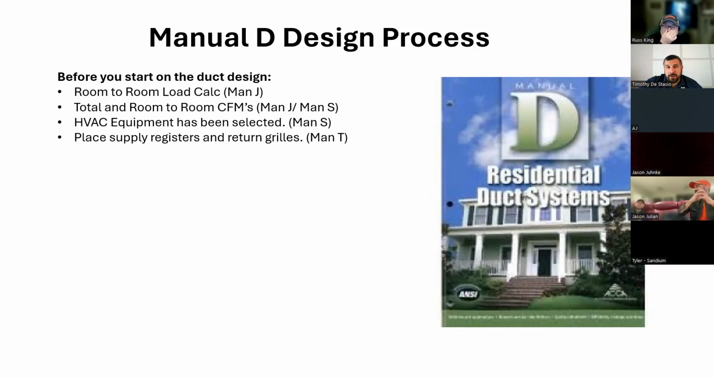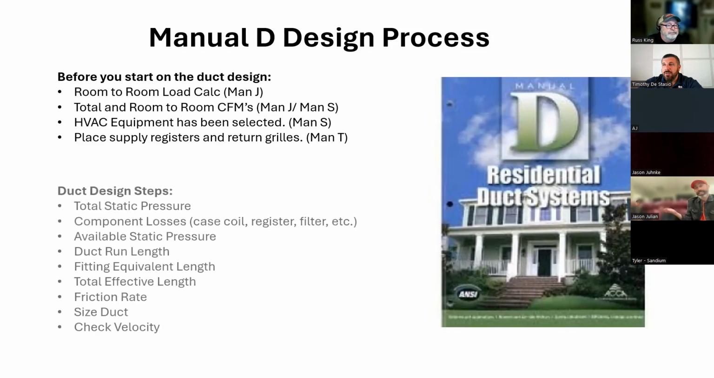The only way you figure out how many CFMs of air each room needs is if you've done a Manual J and a Manual S. You've figured out what your equipment is. Only at that point do you know the CFMs. If you're doing it before Manual J and Manual S are 100% complete, you're guessing. So sometimes you can guess right, and sometimes you might guess really wrong.